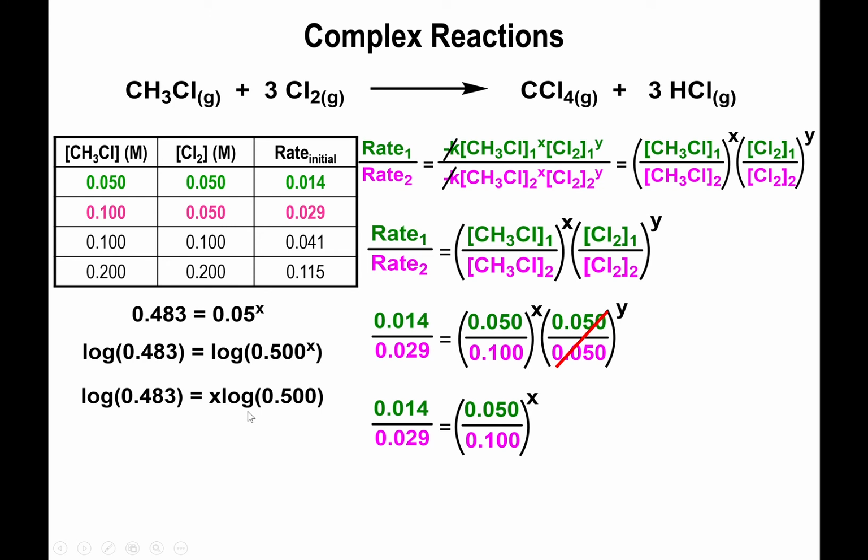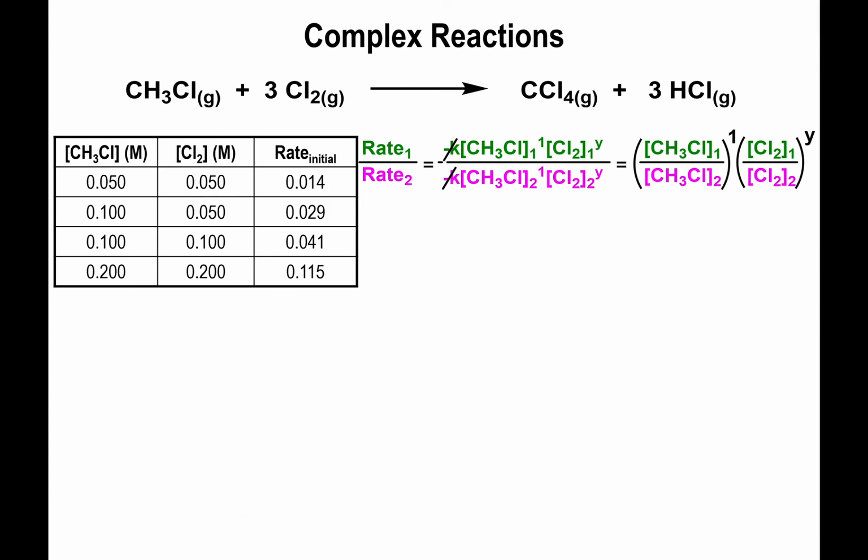And so the final thing that happens here is that you can divide both sides by the log of 0.5. And now you have log of 0.483 divided by log of 0.5, which equals x. And if you plug all of that in the calculator, you're going to find out that this ultimately equals 1, telling you that the order of CH3Cl is first order.